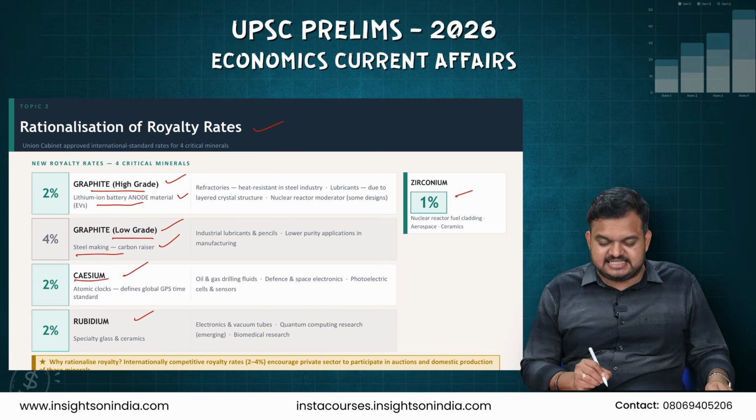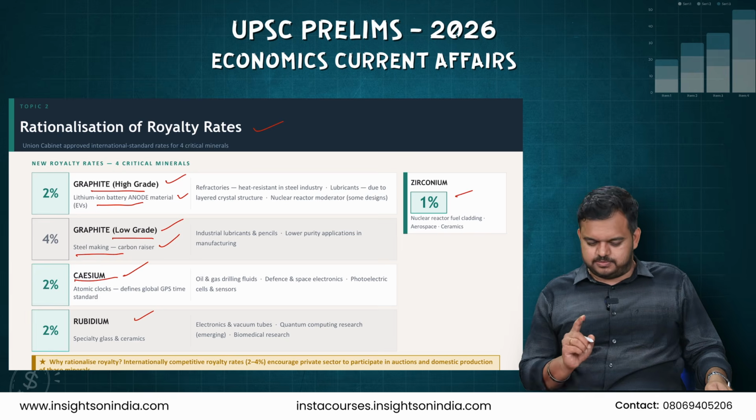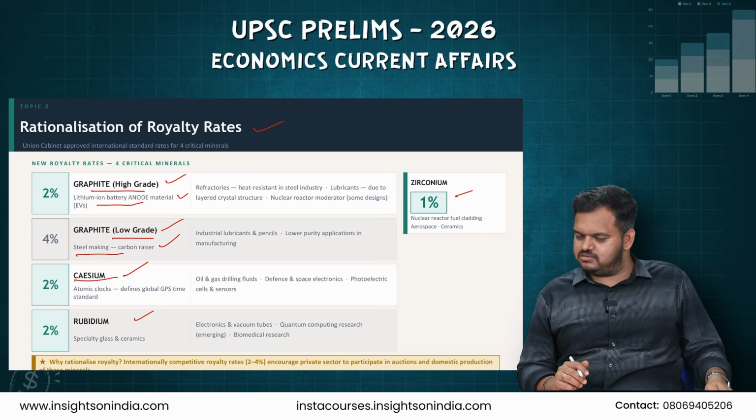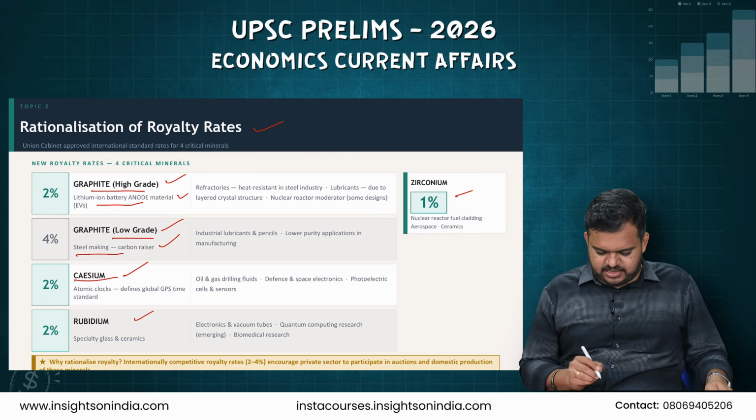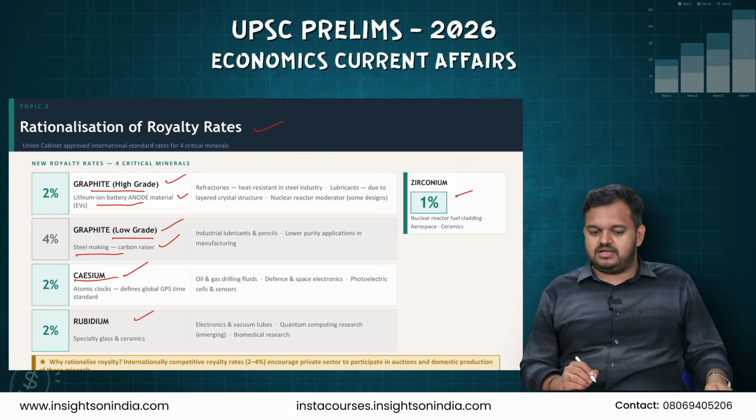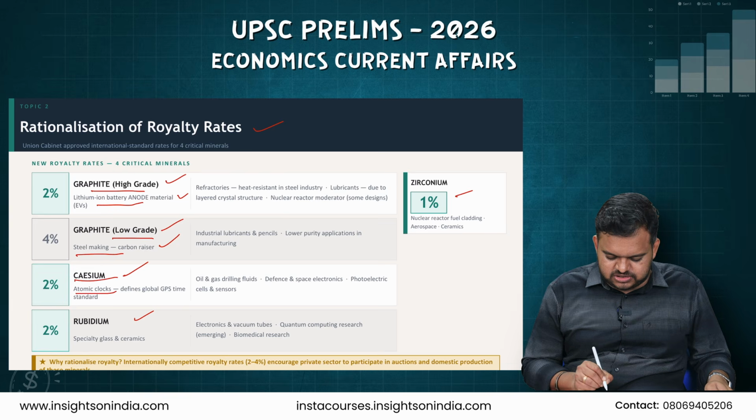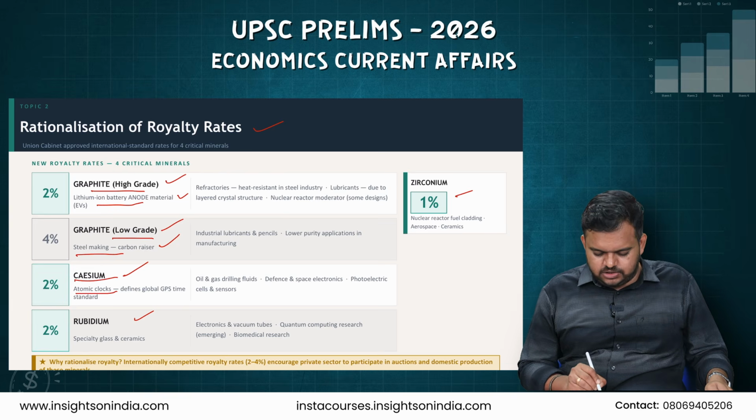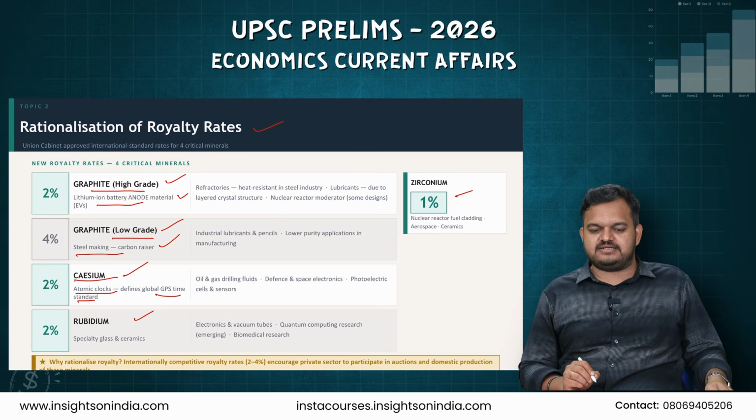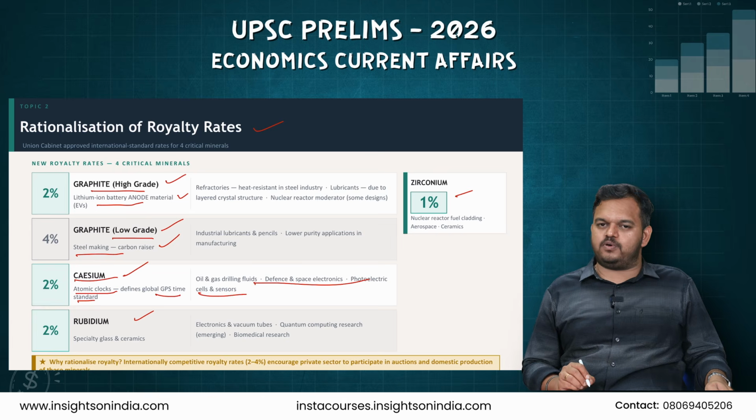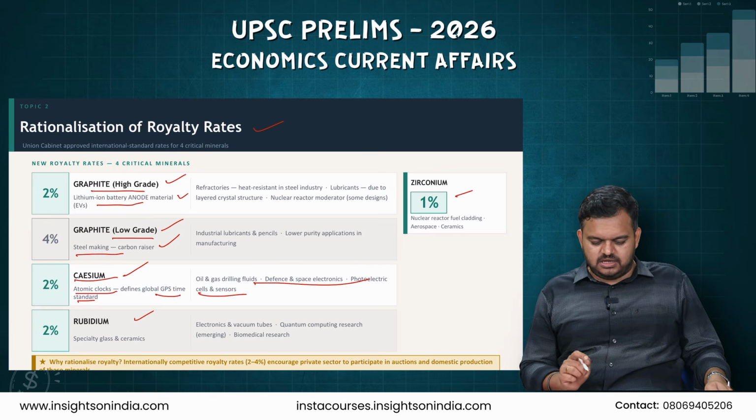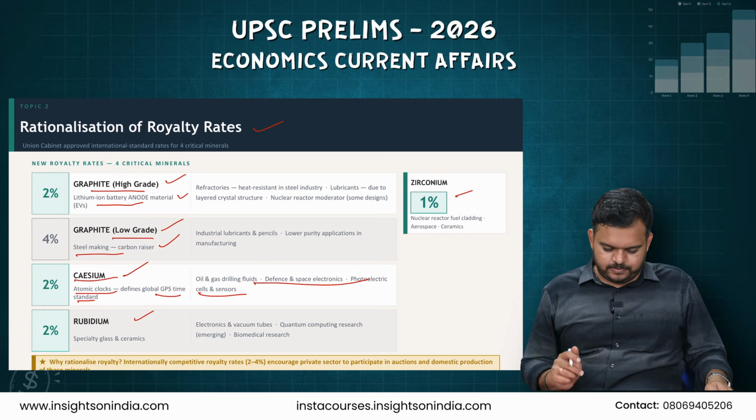There is cesium. Observe carefully, these can be in the news. Definitely they can ask, these are in the news. Definitely UPSC can ask this question. Cesium is used in atomic clocks to define the GPS time standard. There are many other applications as well. It is practically not possible to remember every application. That is why the important one you must know.